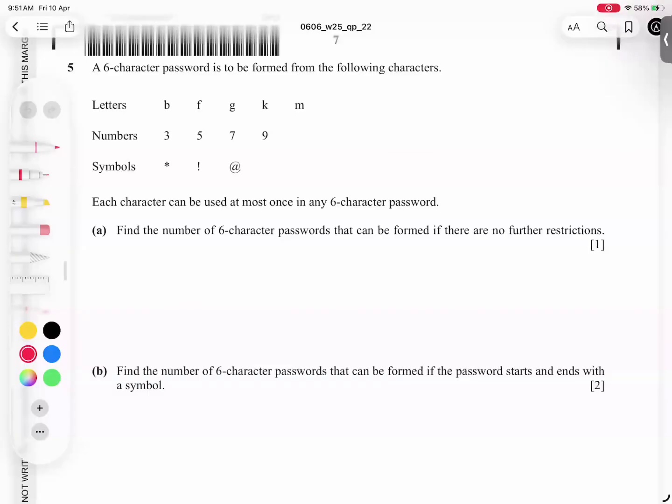Question number 5, students. A 6-character password can be formed from the following characters. There are 5 letters, 4 numbers, and 3 symbols, so 5, 4, and 3, and the total is 12. Each character can be used at most once, repetition not allowed. Find the number of 6-character passwords that can be formed if there is no restriction. No restriction means from 12 I have to make a 6. So 12P6 over.